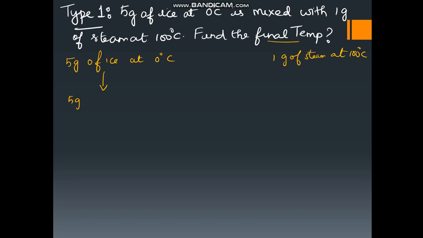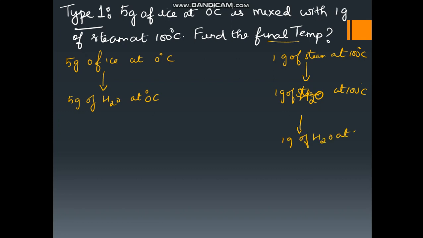So I am converting 5 gram of ice into 5 gram of water at 0 degrees Celsius. This side I am converting 1 gram of steam into 1 gram of water at 100 degrees Celsius. Then I am converting it into 1 gram of water at 0 degrees Celsius. So both the sides I have converted. Next you want to find the heat.